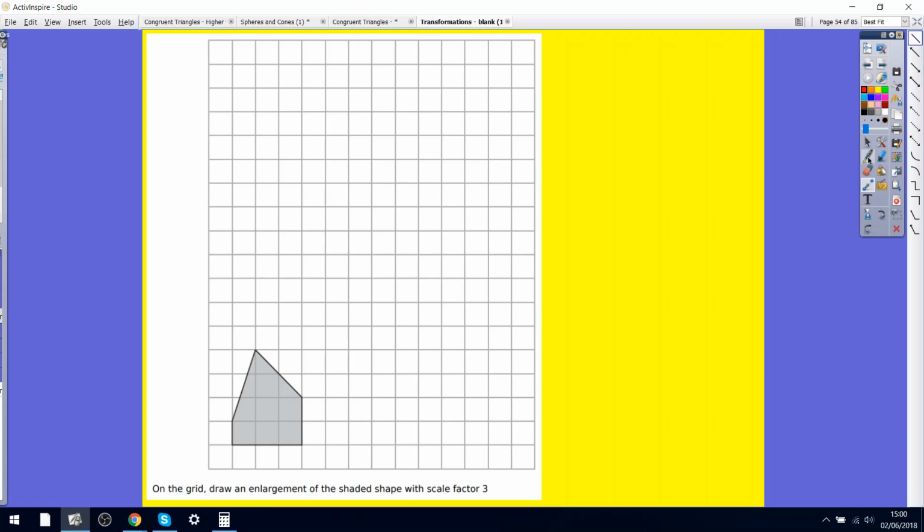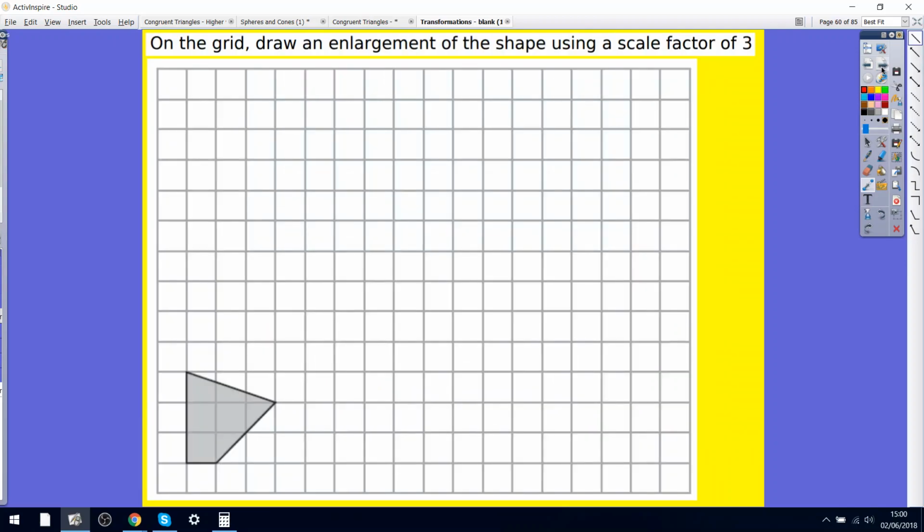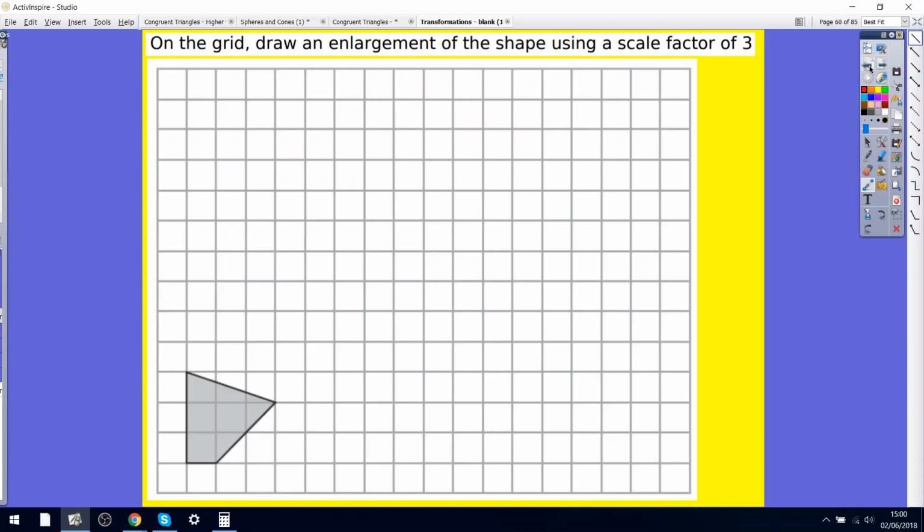Maybe we'll get it next time. Hang on, I just want to check. These are all similar. We'll get it another time.